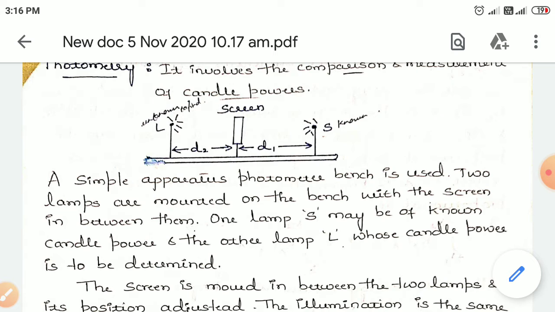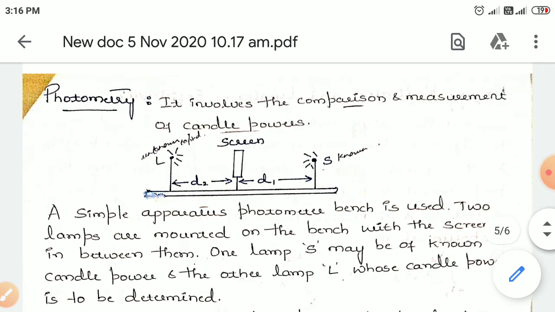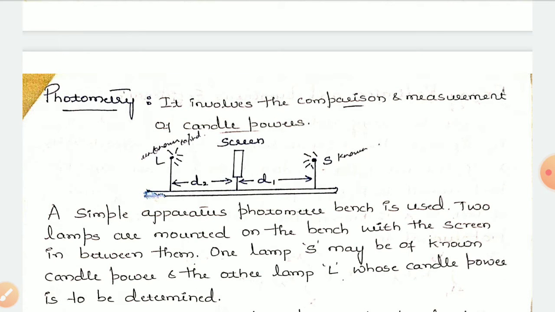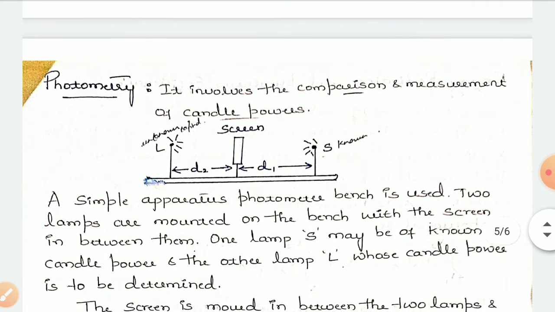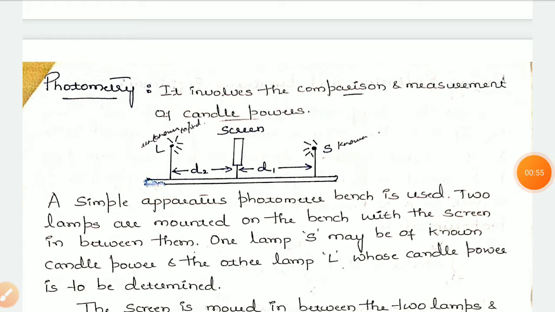Two lamps are mounted on the bench with the screen between them. Photometry is a simple method used to compare and measure the candle power. We have already measured candle power using the MSCP and the integrating sphere. Here photometry is another technique used to measure and compare the candle power.